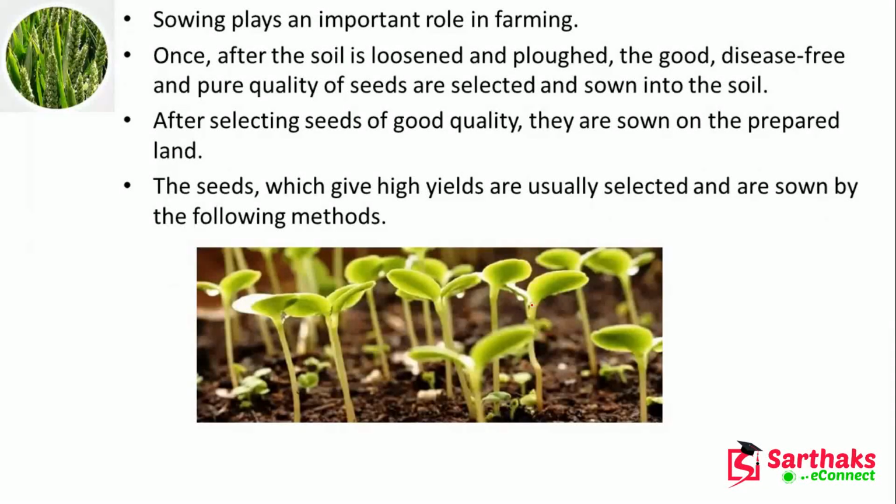After the soil is loosened and plowed, good, disease-free, pure quality seeds are selected and sown into the soil. Then after selection of good quality, they are sown on the prepared land, and these seeds which give high yield are usually selected and sown by different methods. As I have already told, in the traditional method they use their hand, and another is the artificial method, or rather I can say the modern method. Okay, this is the modern method.